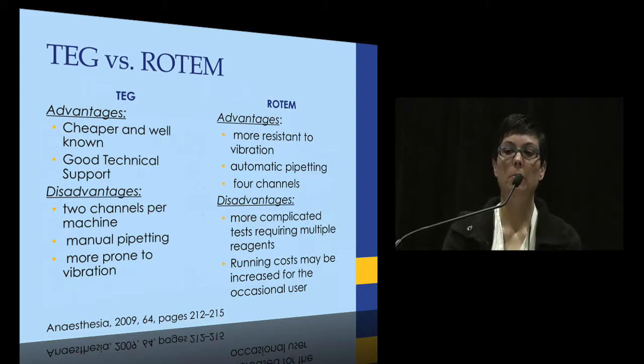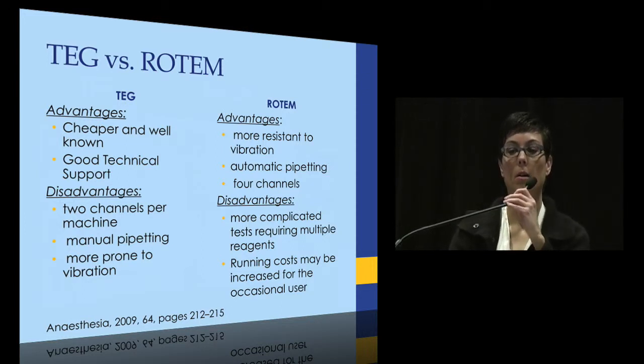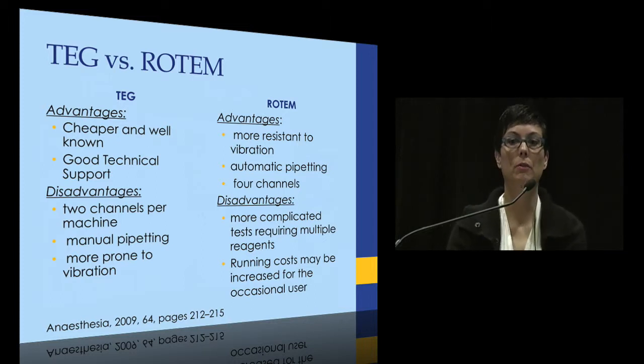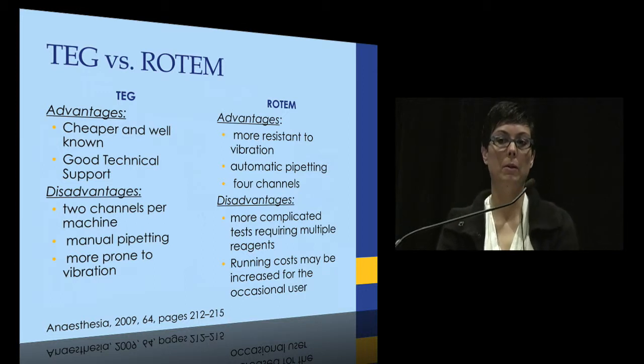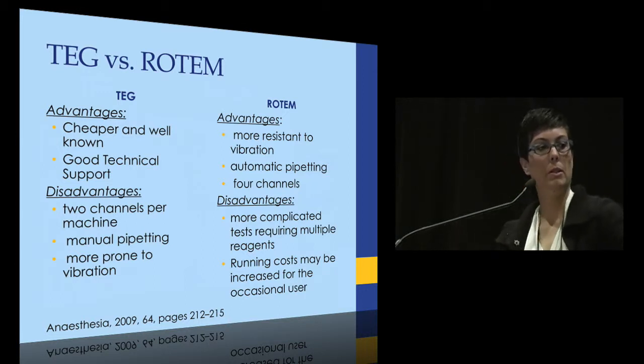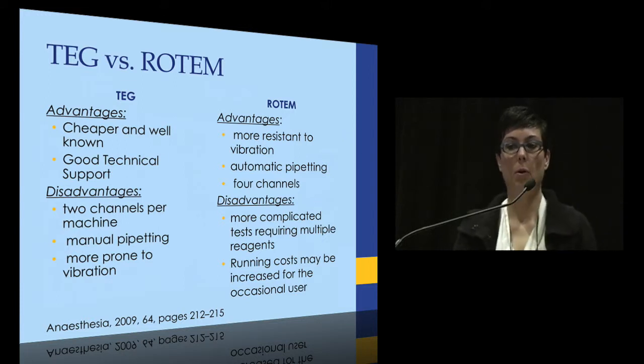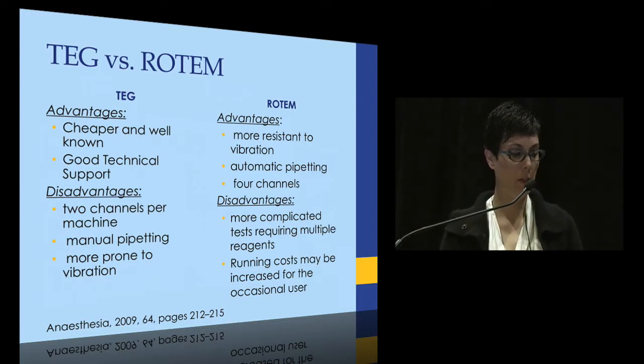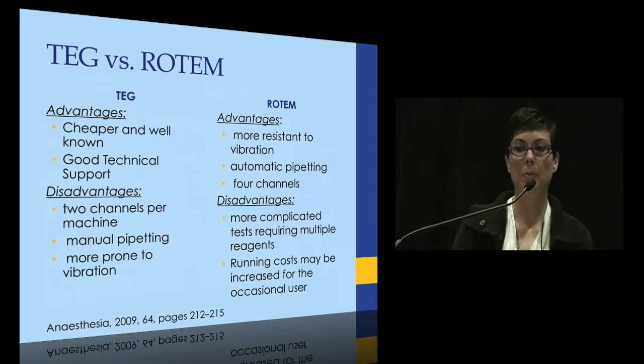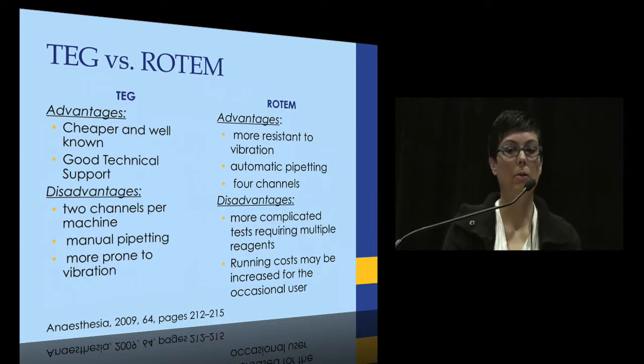You do have automatic pipetting, and you have a 4-channel area to pipette. Actually, I'm going to show you pictures of these thromboelastograms so you can see the differences in what you get from the TEG versus the ROTEM. So the disadvantages: it is more complicated, and you guys are going to see in a moment the complication as we review some of the different ROTEM diagrams.